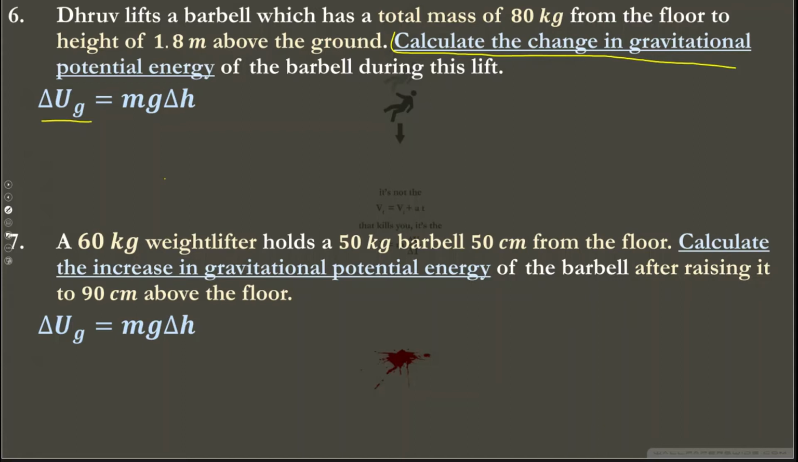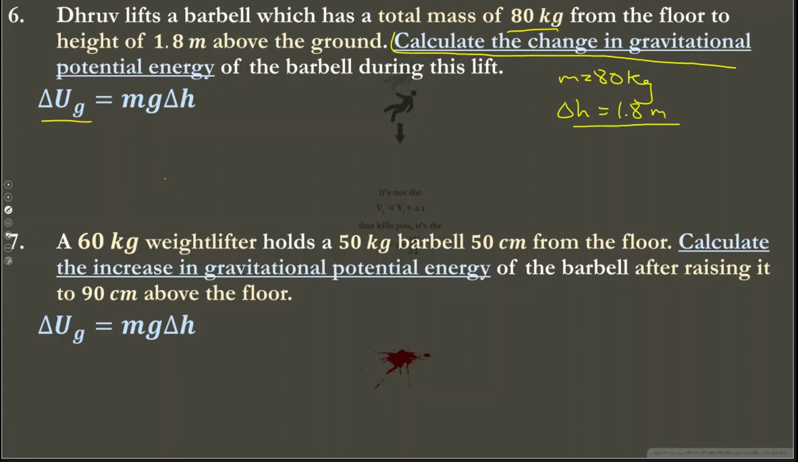So we need to know a couple of things. We need to know what the mass is. The mass, in this case, is 80 kilograms. What's the change in height? So from the floor of height 1.8 above the ground. So we've gone from our ground, which is 0, to 1.8. So the change in height we experience is equal to 1.8 meters.